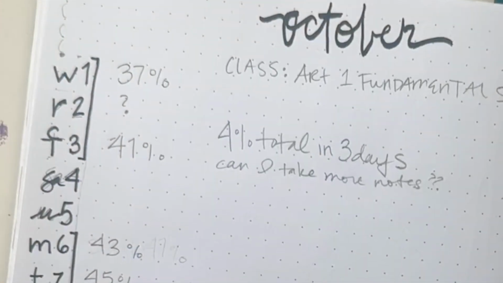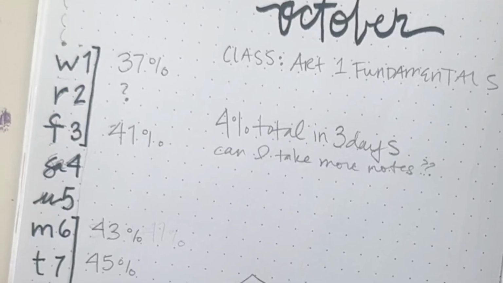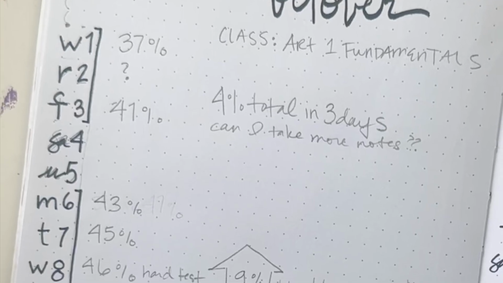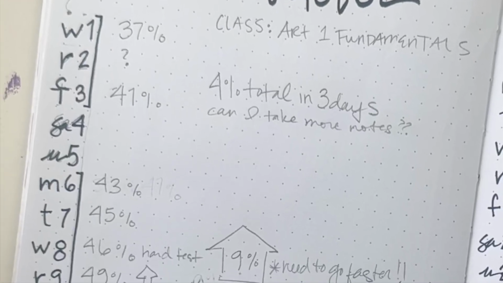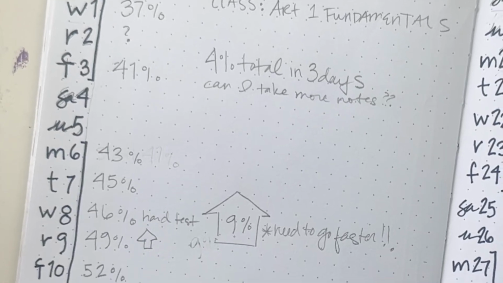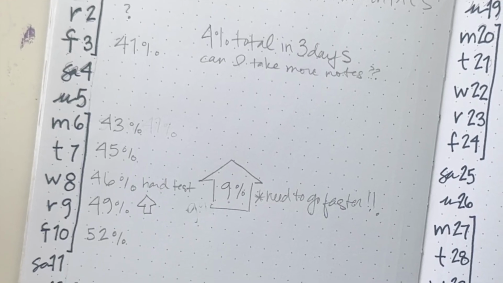Now I've gone ahead and filled this out with my fake Edgenuity class. I would put my class at the top, Class 1, Art 1 Fundamentals, and then I am writing down my percentages, but also writing down my total. So 4% total in 3 days. Can I take more notes? 9%, need to go faster. I'm drawing a little arrow to show that my percentage is up.